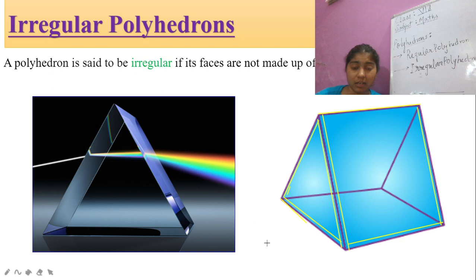So this is an example of a trigonal prism. Okay, so what do we call this type of prism? Triangular prism. So please remember the name of this type of polyhedron. This is a triangular prism. So students, we have one more example in front of your screen.